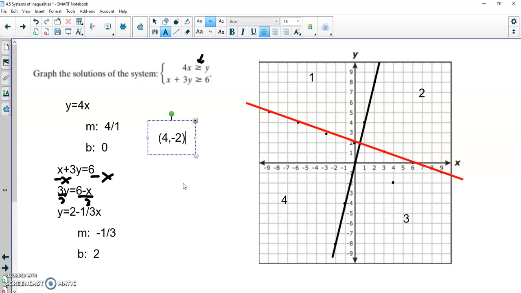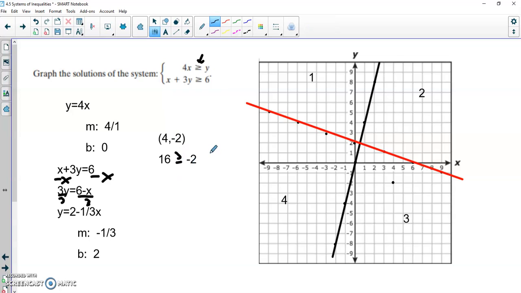4, -2. If I were to shade region 3 here, I would have to make sure both inequalities are true. So I'm going to plug this point into both inequalities. If both of them are true, then I'll shade that region. Only one of the 4 regions will be shaded. So I start off 4 times x, x is 4. So I have 16 is greater than or equal to y, y is -2. This here is a true statement.